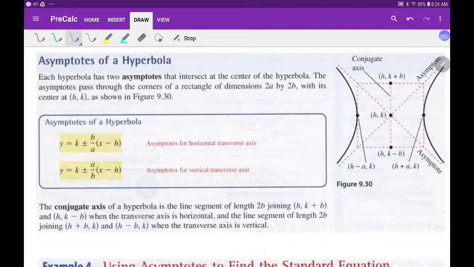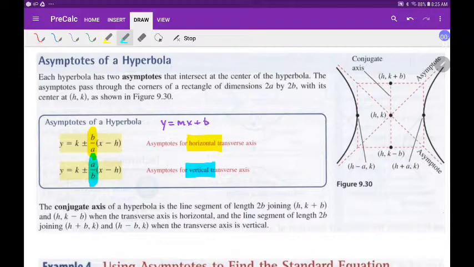Here is a review of the asymptotes of a hyperbola. As you can see, they're disguised as y equals mx plus b. They're disguised, I guess, because they put the b over here, and it's a different letter, but whatever. If it's horizontal, that's b over a, okay? And if it's vertical, that's a over b. So they switch it.